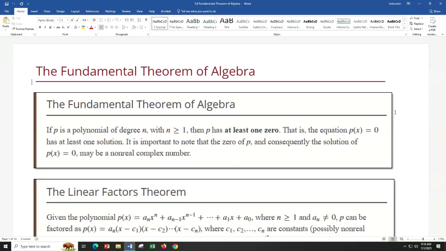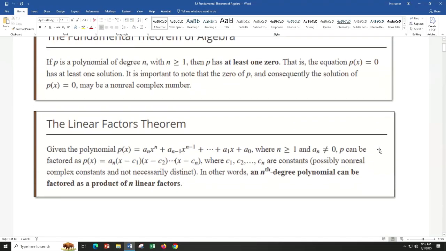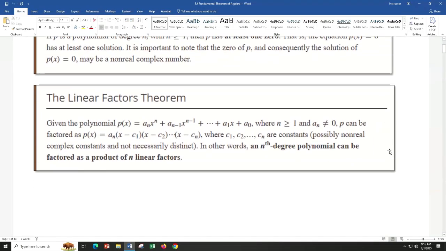Okay? Linear factors theorem. Don't get hung up. The geometric meaning of the linear factors will become more apparent here in just a little bit. Given the polynomial P of x, remember we wrote that before, you just pick an n number, you create a polynomial. All that says, if I have n is equal to 5, I would have a times x to the 5th plus x to the 4th plus, that's all that's saying. Okay, pick your n. Where n is greater than or equal to 1 and a cannot equal 0, it can be factored.